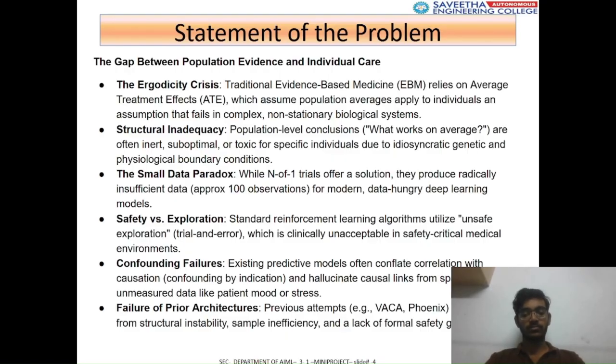These are the main things our architecture tries to cover, and we propose it in contrast to the VACA and Phoenix architectures, which suffered from structural instability, sample inefficiency, and other crises.